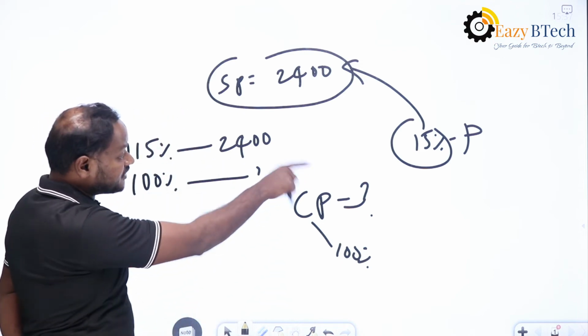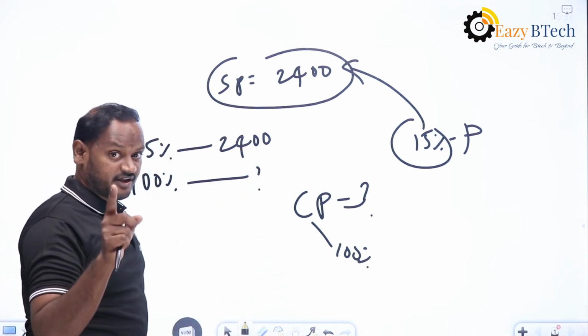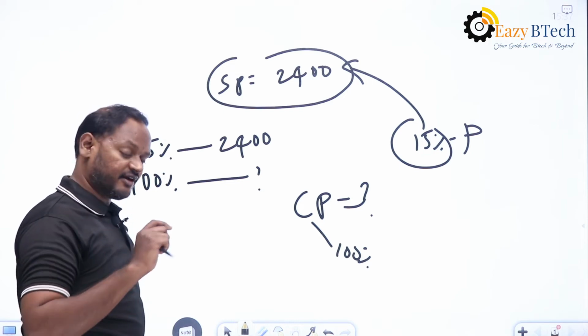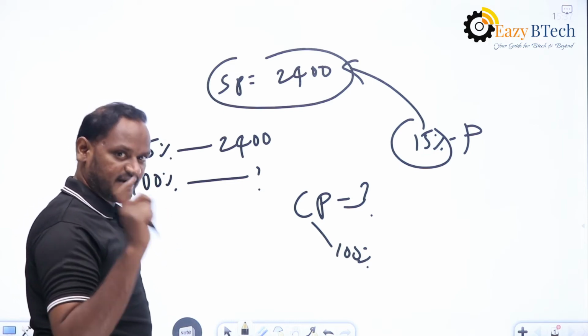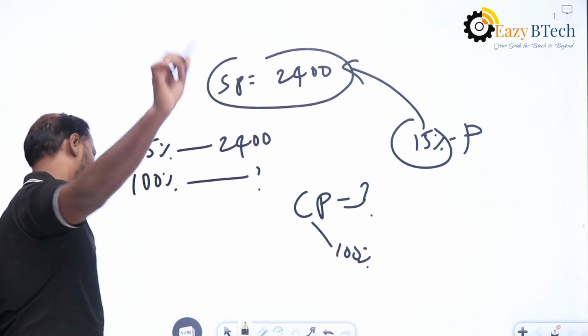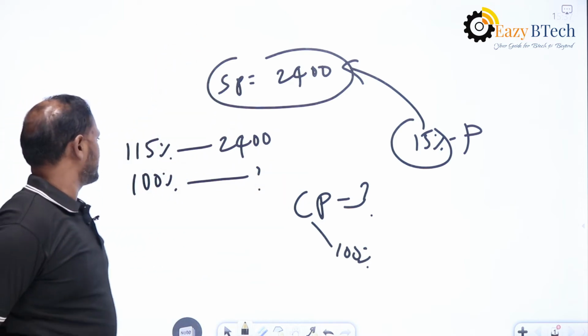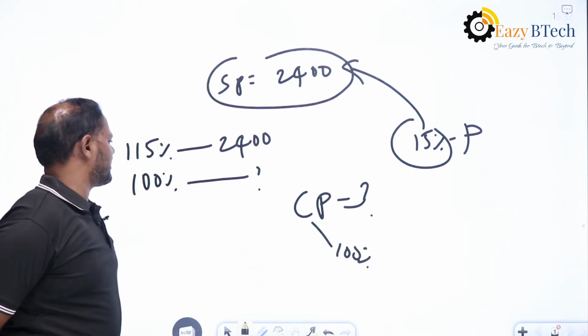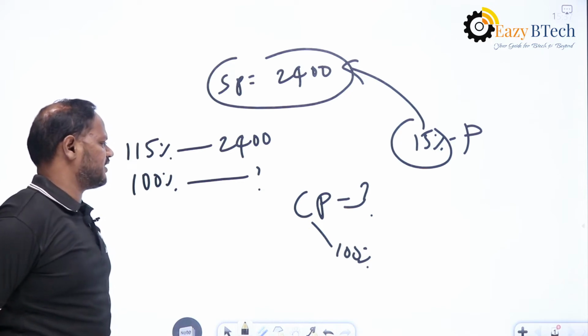But he has mentioned what? Profit, right? Basics are very strong. If basics are strong, then every question will be solved for sure with our intelligence. That's my intention. At any cost, let's rock the world. So 115% value is 2400, and we need to find the 100% value.